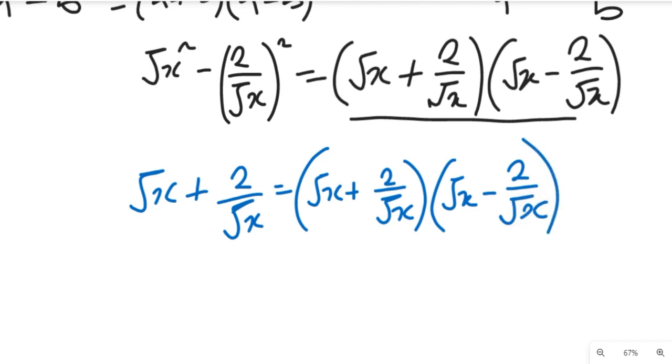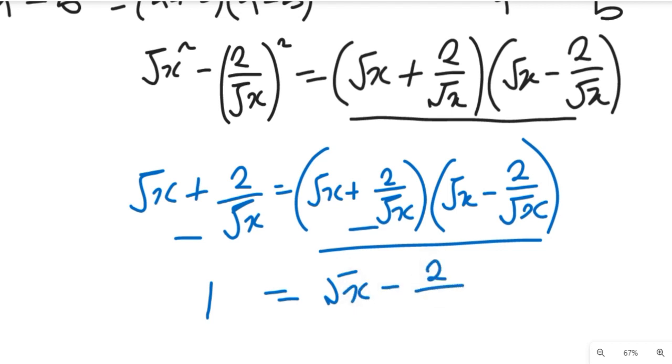So what do we see in these two expressions? That we have this expression similar to this expression. So we divide both sides by square root of x plus 2 divided by square root of x. If we do that, this whole expression will give us 1 equal to square root of x minus 2 divided by square root of x.